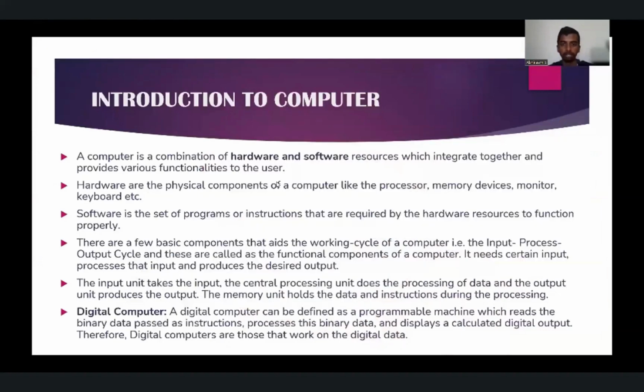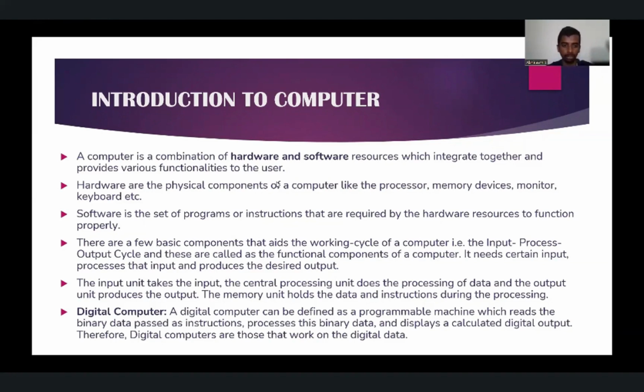A computer is nothing but the combination of both hardware and software resources. Hardware resources are also known as physical components, as they are visible, like the processor, memory devices, monitor, keyboard, etc. Software is a set of programs or instructions that are required by the hardware resources to function properly. Without any one of these components, the computer would not function properly and it would lead to problems.